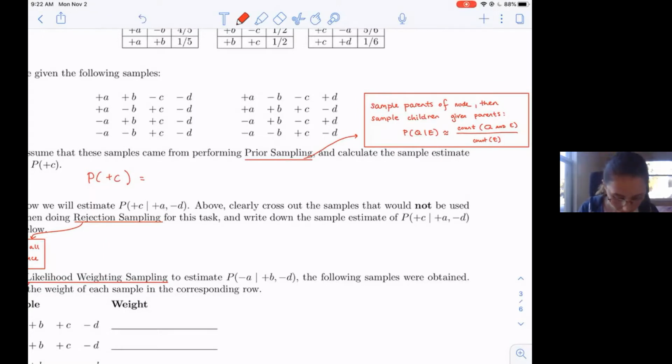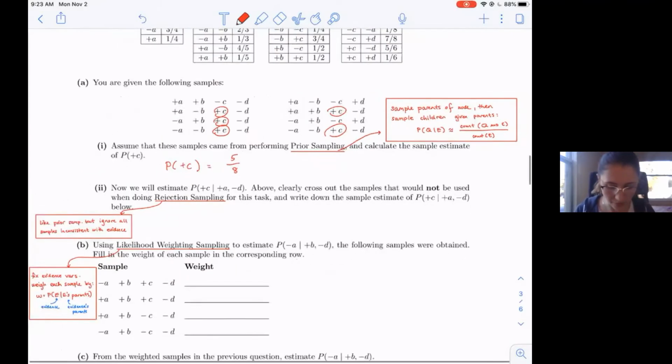So if we look here, which samples include plus C? It's this one, this one, this one, and then these two here. So in total, we have 5 samples that include plus C, and the total number of samples we took was 8. So our estimate of P of plus C given these samples is 5/8.